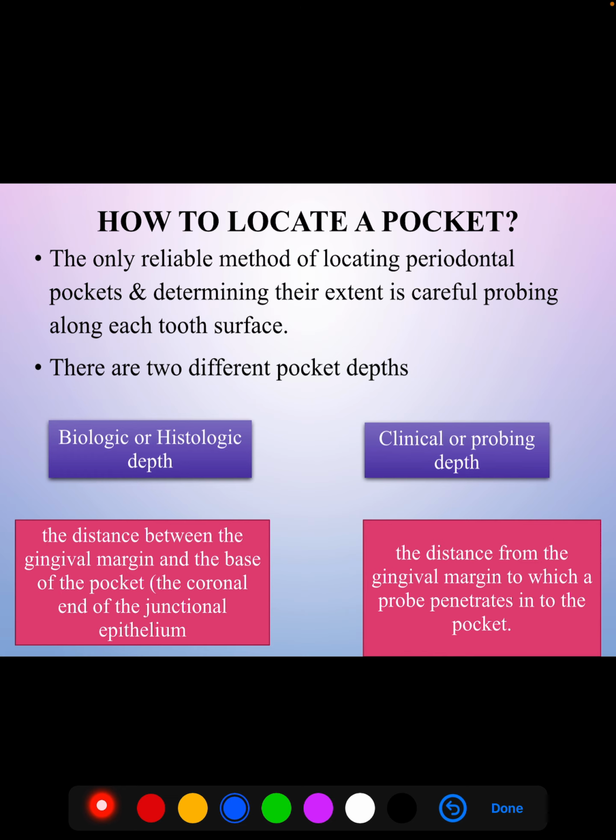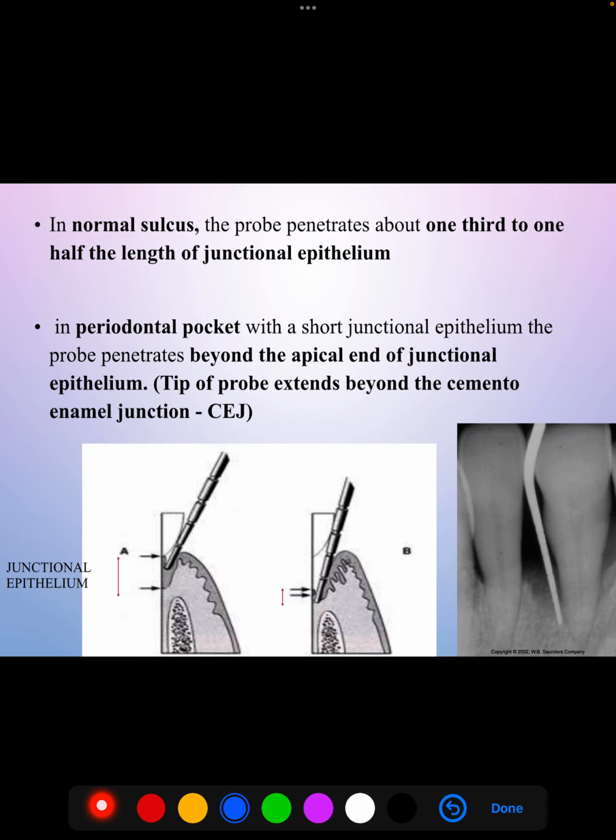How can we locate a periodontal pocket? We can use a periodontal probe for measuring. So there are two different pocket depths. One is the biological or histological depth, which is the distance between the gingival margin and base of the pocket. Clinical or probing depth is the distance from the gingival margin to which the probe penetrates deep into the pocket. So, from the gingival margin to the base of the pocket is the histological depth.